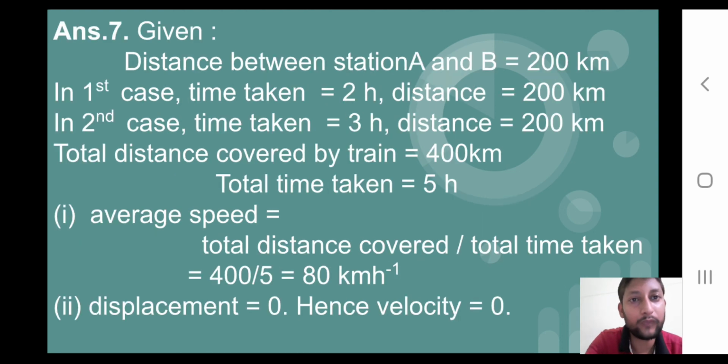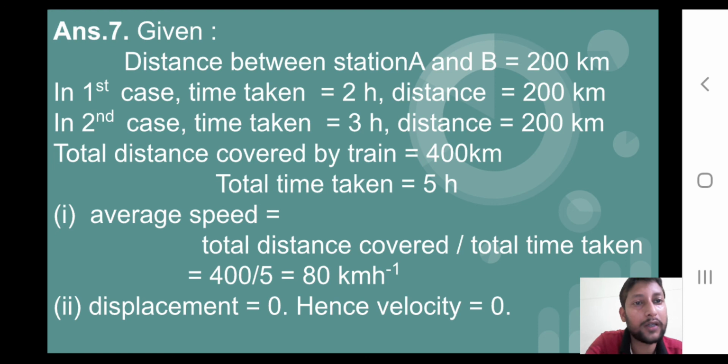Come to question number 7. A train takes 2 hours to reach station B from station A and then 3 hours to return from station B to station A. The distance between the two stations is 200 km. Find the average speed and the average velocity of the train. The distance between the two stations A and B is given, 200 km. In the first case, time taken is 2 hours, and in the second case, time taken is 3 hours. Distance in both cases will remain the same, 200 km.